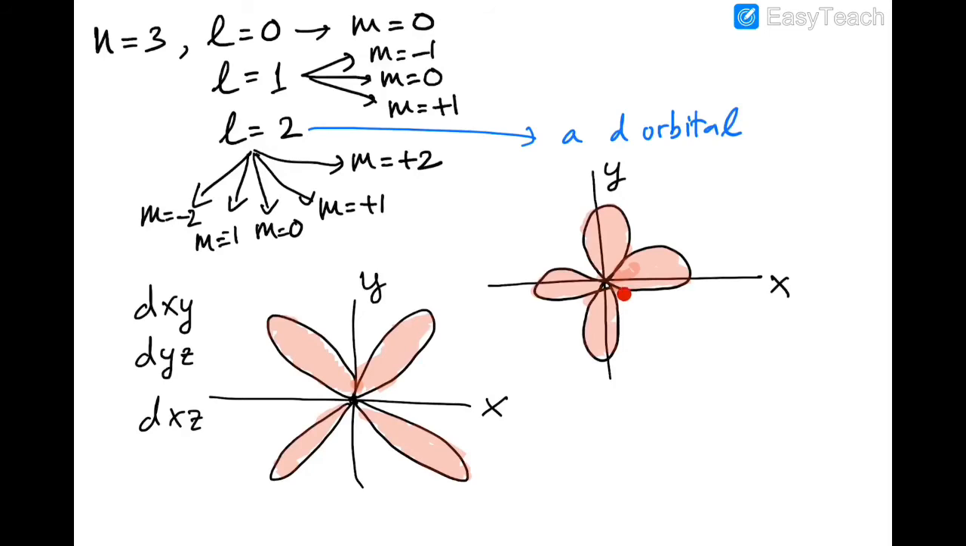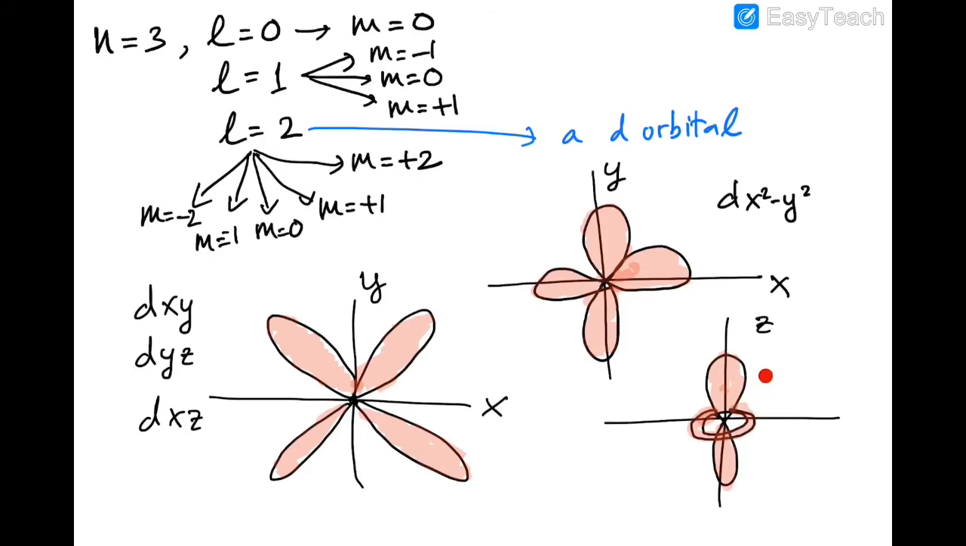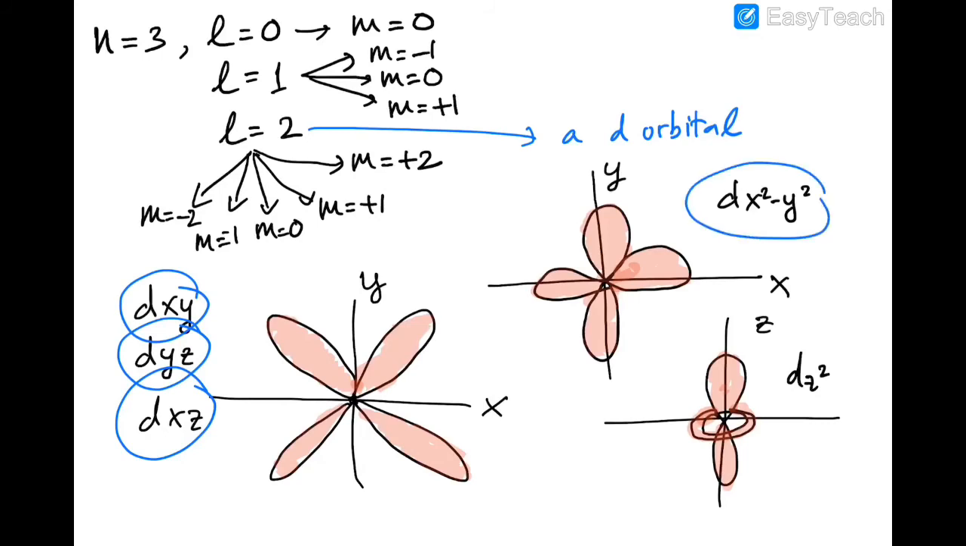We can also have the one that is on the axis itself, which we call dx squared minus y squared. And lastly, we have the one that is on the z-axis like this, which we call dz squared. So there we go. We have all 5 orbitals, three in between the axes, and the other two on the axes.